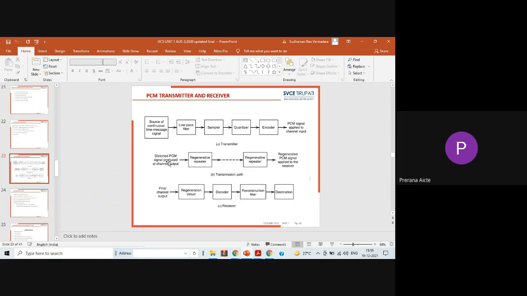See, what is the block diagram? It has a pulse code modulation transmitter and a pulse code modulation receiver. What are the main components? A source of continuous time signal, a low pass filter, sampler, quantizer, and encoder. We call this the transmitter part. Now see, we will discuss each and every one in detail.